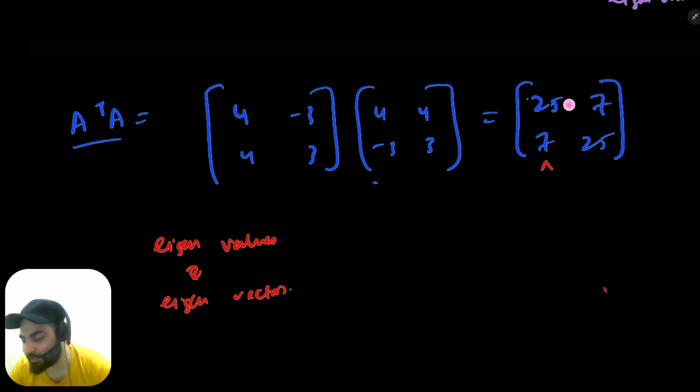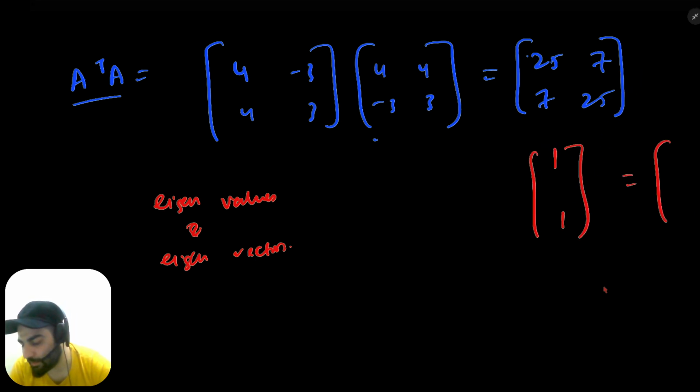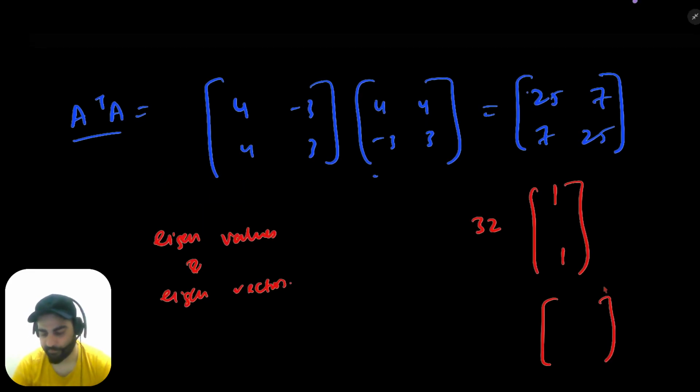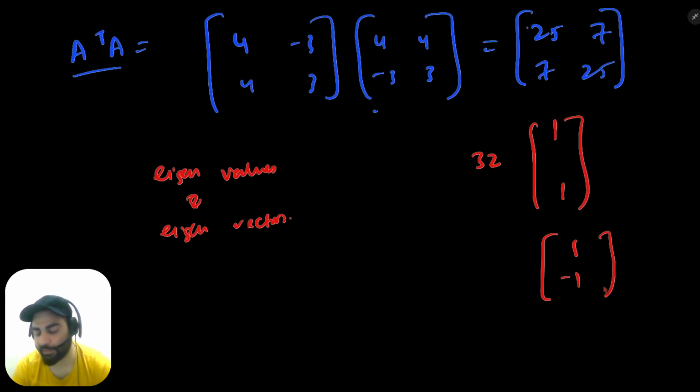So if you add these things up, 7 plus 25 is 32. So if you take the vector 1 1, you will get the output as 32 32. So you can take this 32 out, and you can write 1 1 over here. Okay, so this is the first eigenvector, and this is its corresponding eigenvalue. And similarly, we can take one of this and minus one of this. So this again will become 1 1, and the eigenvalue will be, I think, 25 minus 7.